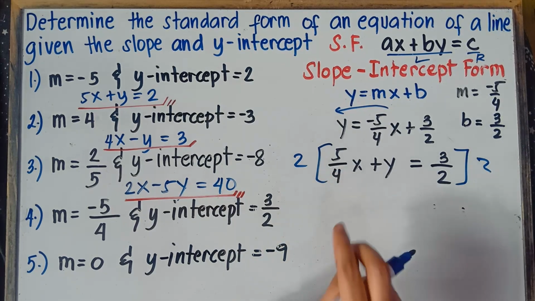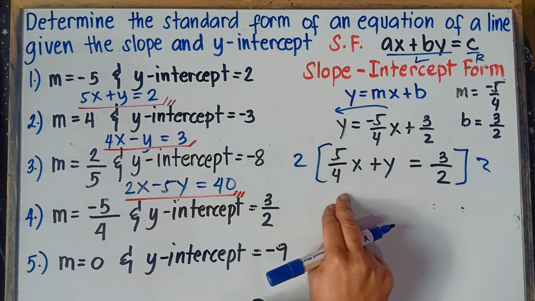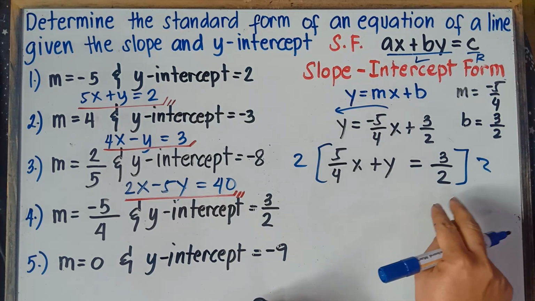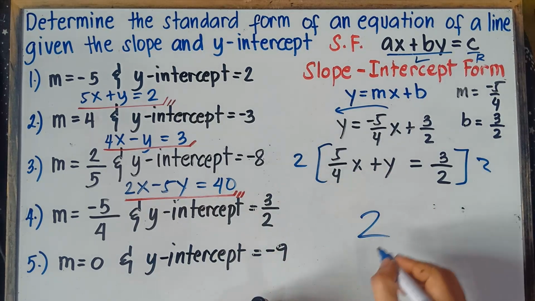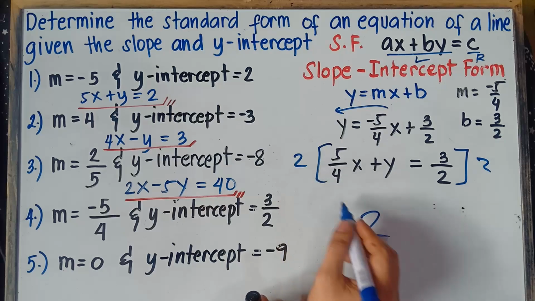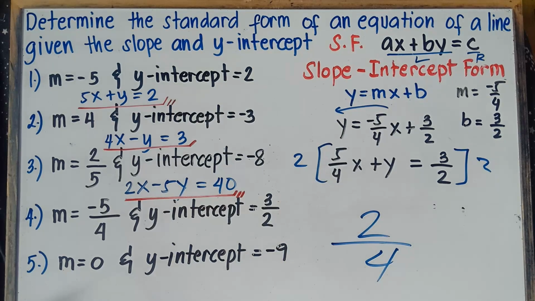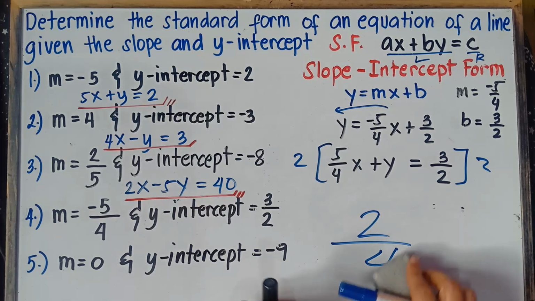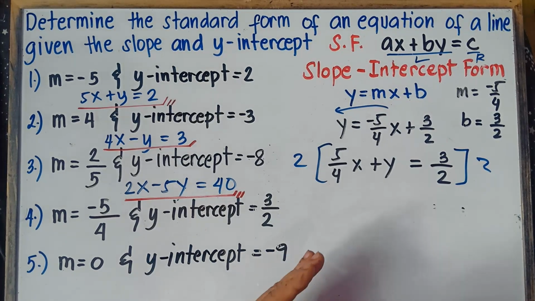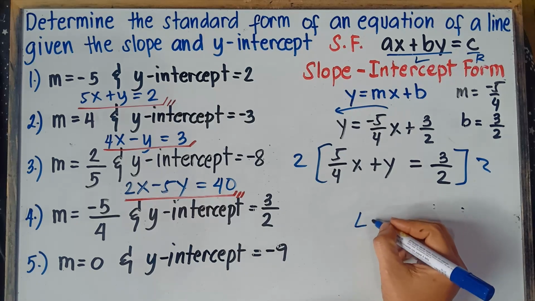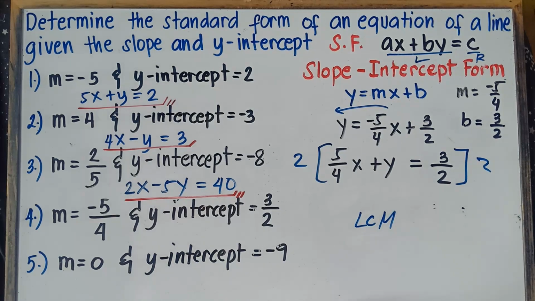That number can be divided by 4, and that number can be divided by 2. You will never select 2, class, because 2 divided by 4 cannot be. You will get a decimal answer. So therefore, we need to find the LCD, the least common denominator, or the LCM, the least common multiple. It should be LCM, class, not LCD. The least common multiple, LCM.